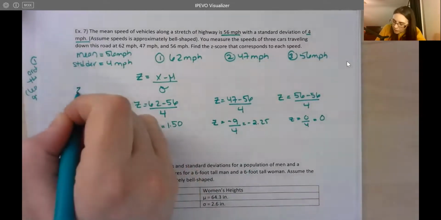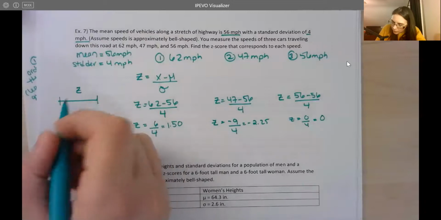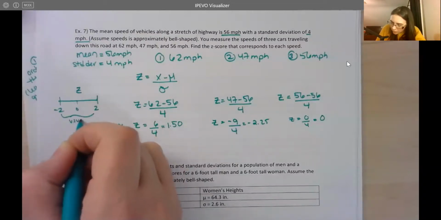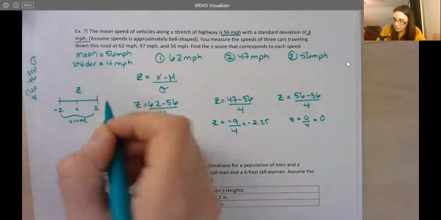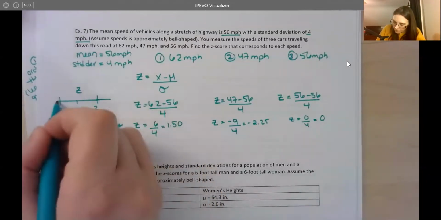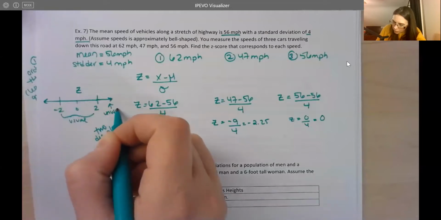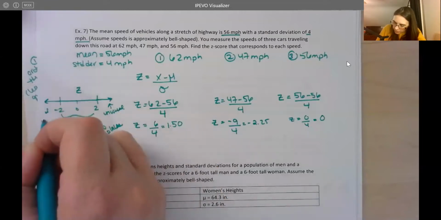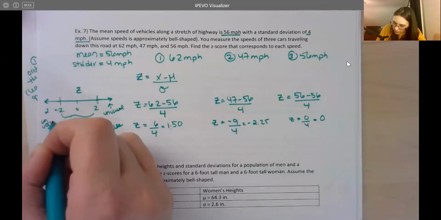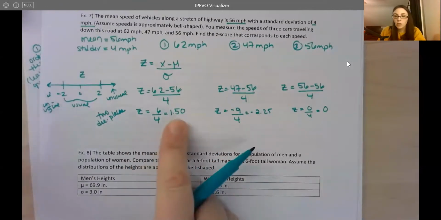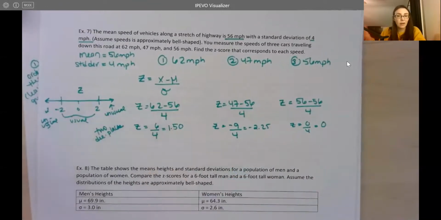So when you're talking about your z-scores, we go from -2 to 2. So this is usual. And then beyond that starts to become unusual. If you hit 3 or more, then you're very unusual. So this value is totally usual. So 62 miles per hour is normal for that area.